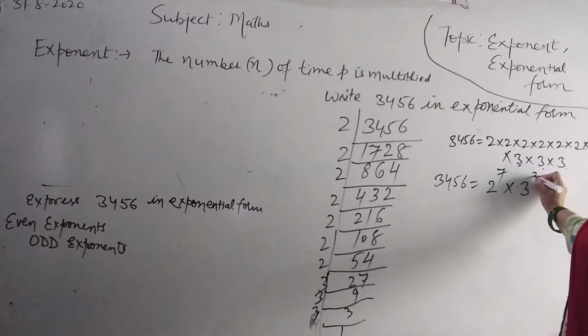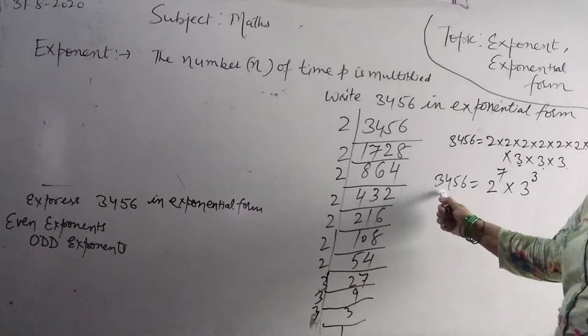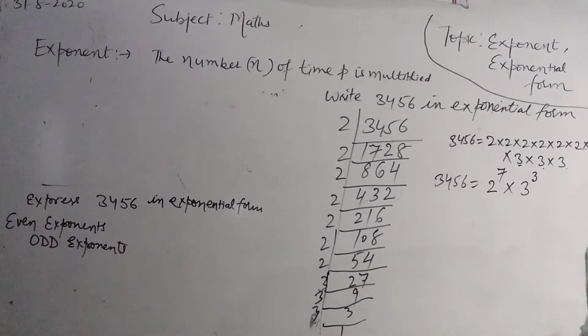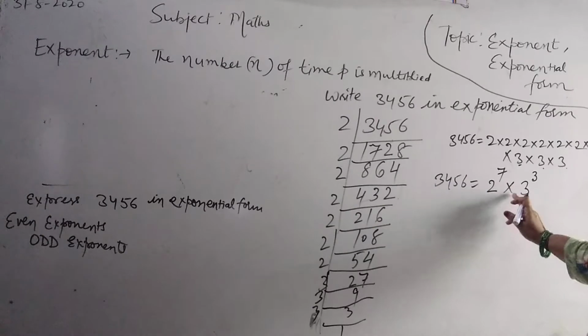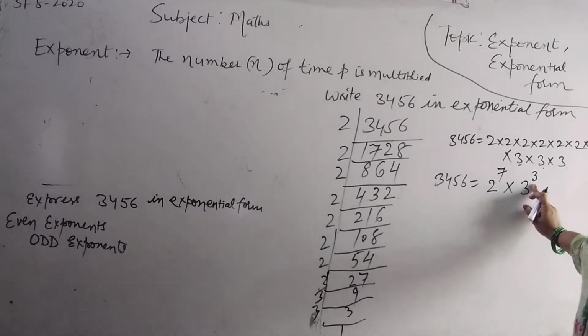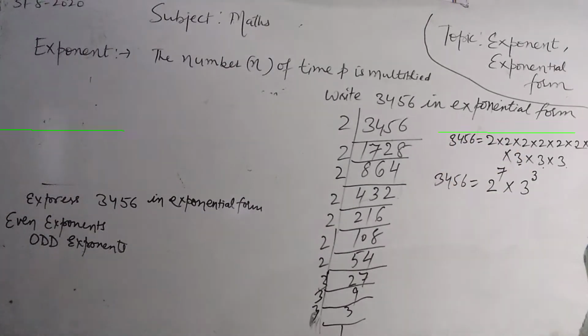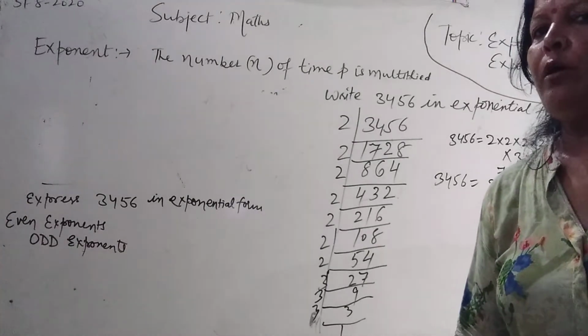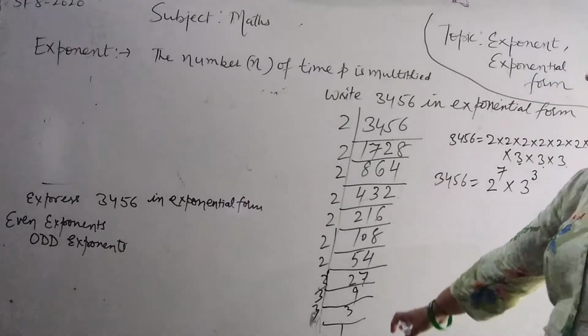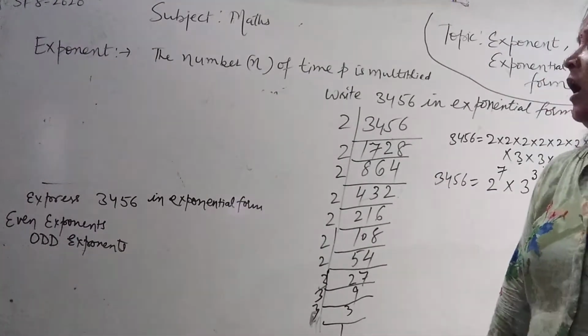multiplied by 3 raised to power 3. Then the exponential form of 3456 is 2 raised to power 7 into 3 raised to power 3. In this way we write any number in exponential form by finding the prime factorization method.